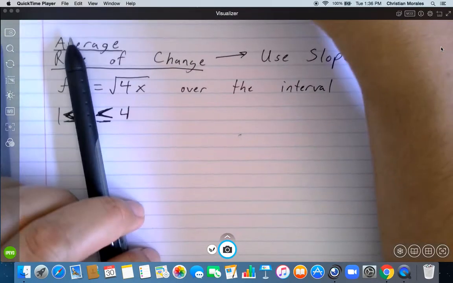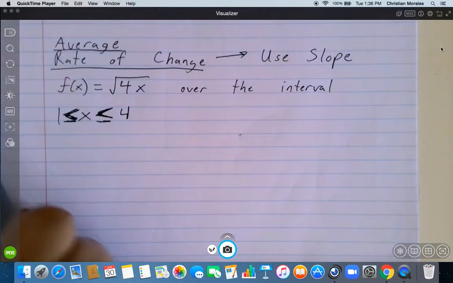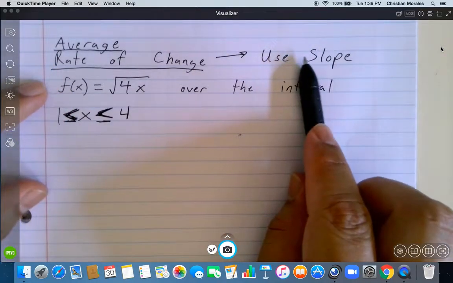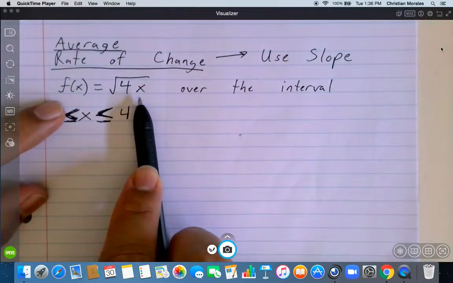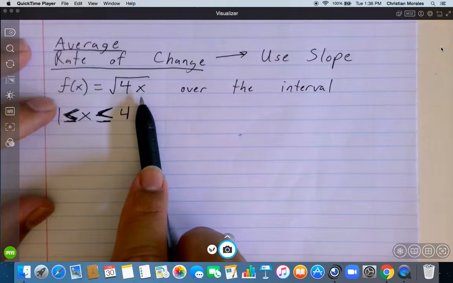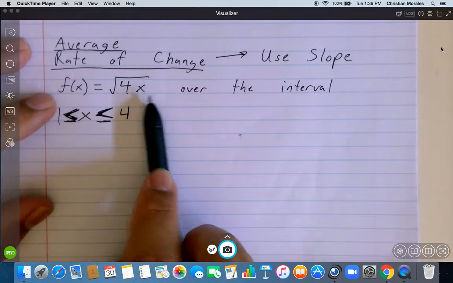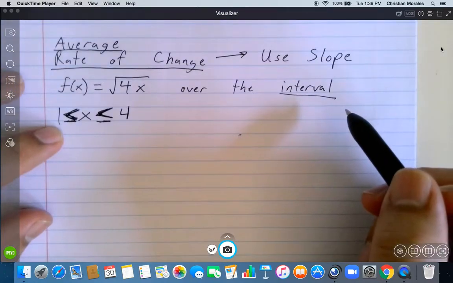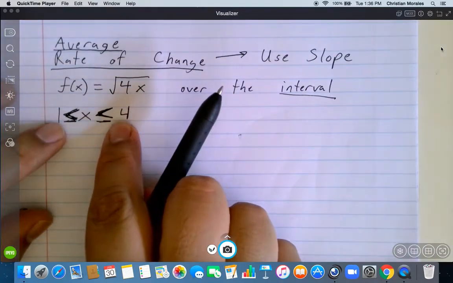The last thing I'm going to ask you about is finding the rate of change, or the average rate of change. Now normally we use slope here. The problem is this function isn't a line. So we're not really finding the slope. But you still need 2 points. So you need an interval. An interval is a set of points that you're examining. Okay? So we're going to examine these 2 points.